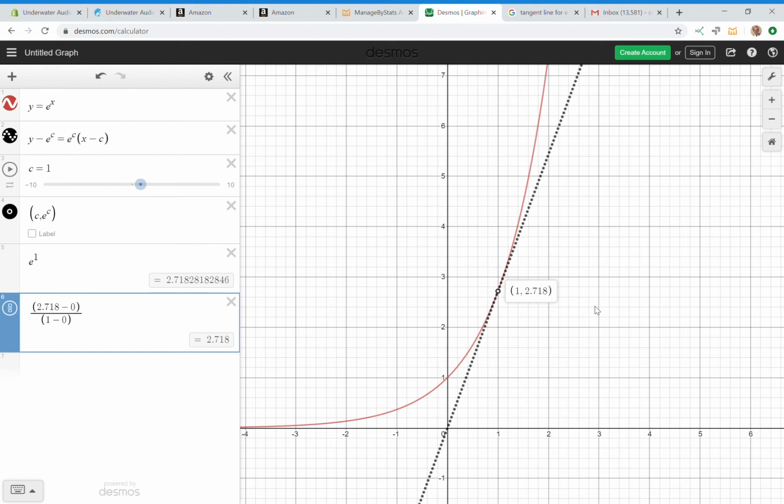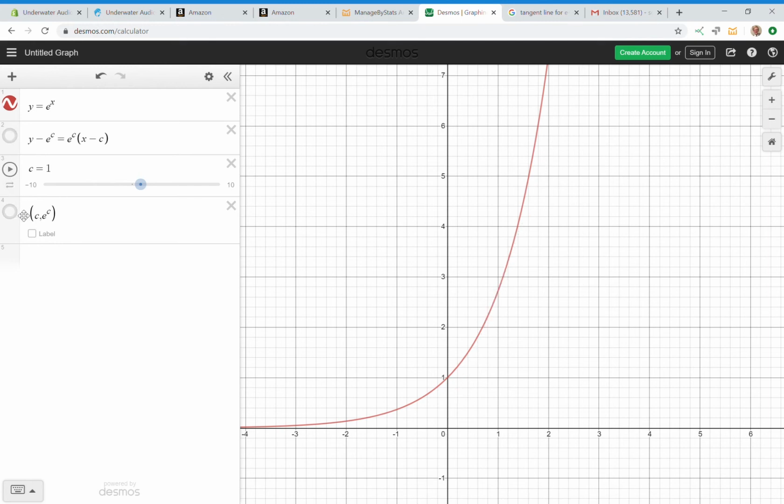Just to repeat what I'm getting at, let's actually check this with our minds. It does make sense. You go up 1, up 2, up 0.718, and then over 1. So this does make sense that that's a slope of 2.718. But to recap, what I'm saying is that when you plug in a value, like x equals 1, you get an output, e to the first power, and that output is also the slope of the tangent line at that point. That's pretty cool.